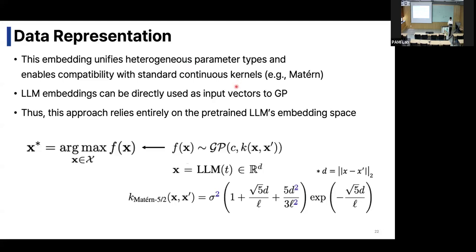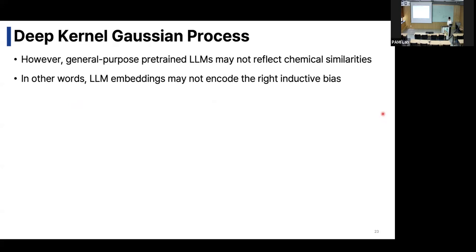process kernel. Since the LLM embeddings are used directly as inputs to the Gaussian process without any additional processing, we become fully dependent on the pre-trained LLM's embedding space. However, general purpose pre-trained LLMs typically do not contain sufficient knowledge of chemical similarity. As a result, these LLM embeddings often fail to encode an inductive bias that is appropriate for use with a Gaussian process.